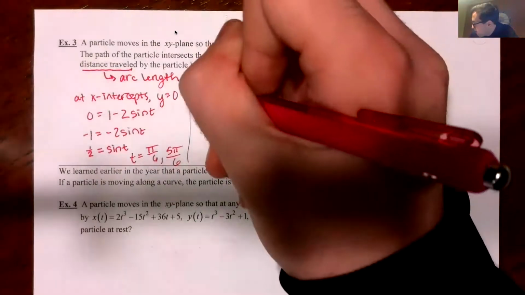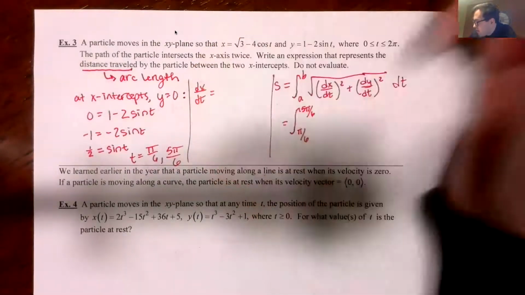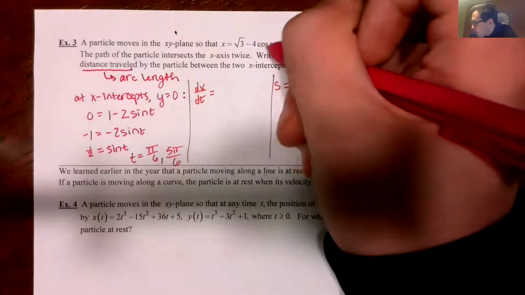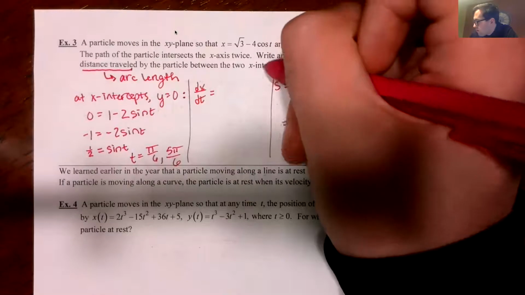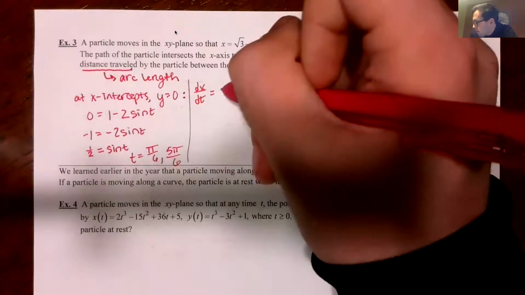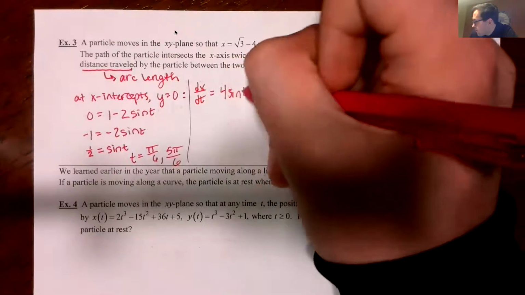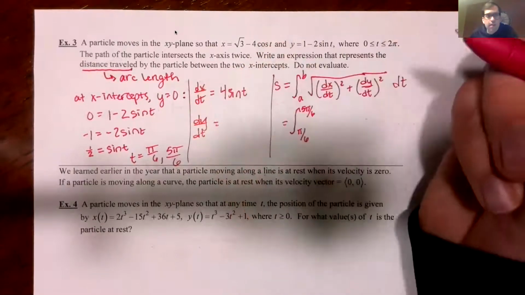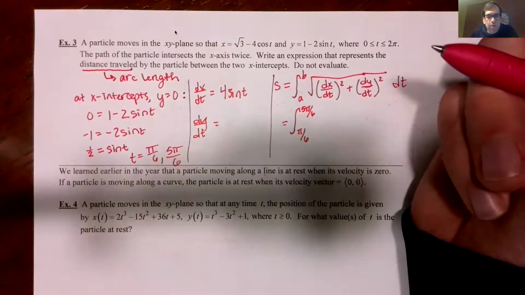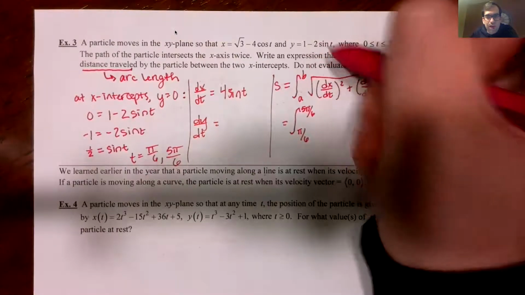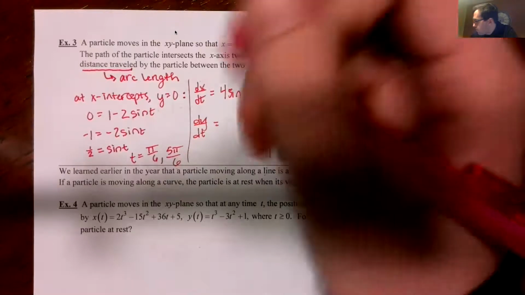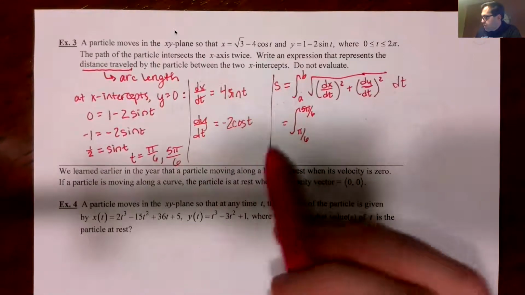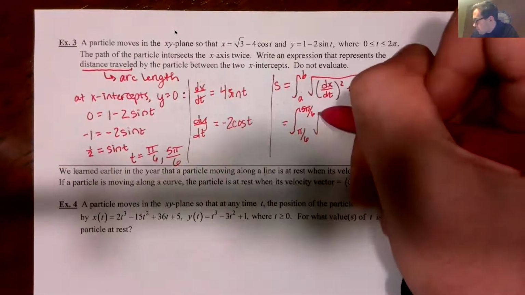So we've got dx/dt. That root 3 is going to go away. So we're going to have, what is this? Cosine becomes negative sine, and it's just going to cancel out with that negative. So it's going to be 4 sine of t. And the dy/dt is going to be what? The 1 goes away. Derivative of sine is cosine. So it's going to be negative 2 cosine t. There we go. And so now we know what to plug in for dx/dt and for dy/dt.